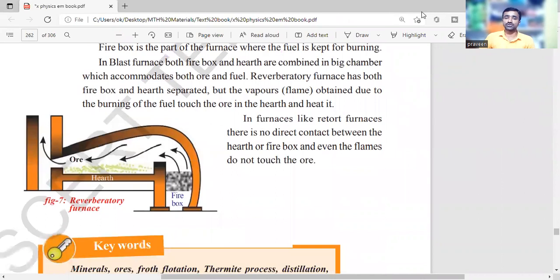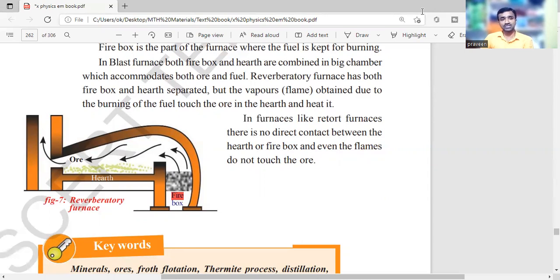The diagram is clearly given here. See here, the firebox, right? The firebox burns the fuel here. The hot gases pass over the surface of the ore, then the impurities get removed by reaction, right? So sulfides are converted into oxide forms, then you will get the ore in the form of oxide, which is further reduced using different processes.